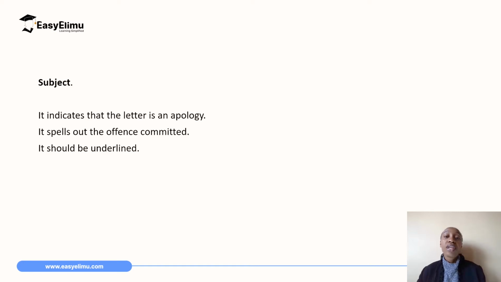And then below the salutation, we have the subject. That subject should already tell us that this is a letter of apology. It can spell out the offense committed. So for example, apology for my students' misconduct, apology for my indiscipline, something like that. And it must be underlined.